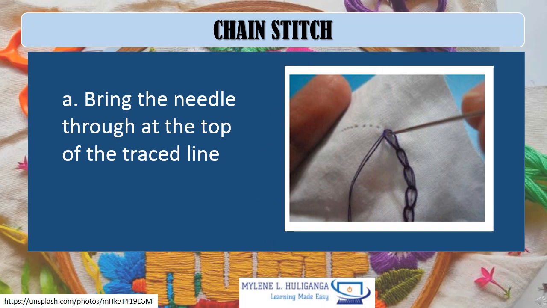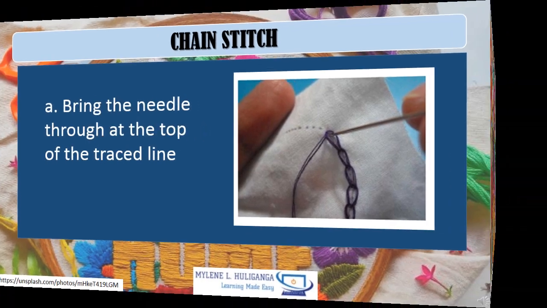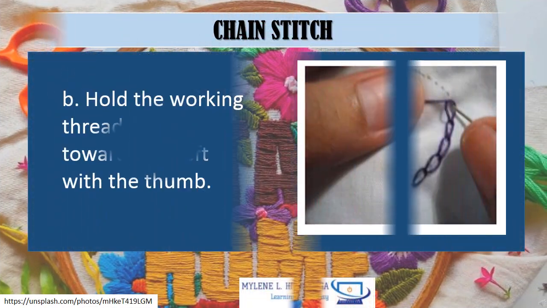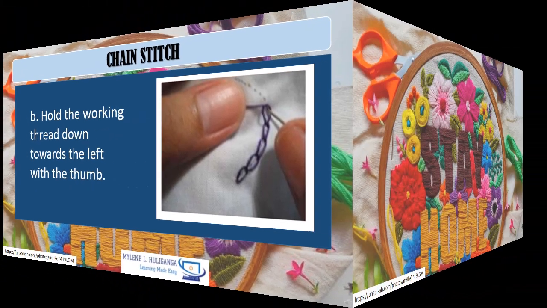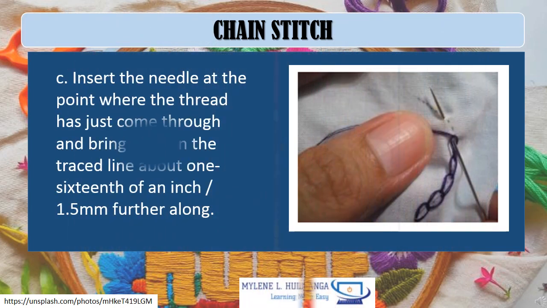Chain stitch. Bring the needle through the top of the trace line. Then hold the working thread down towards the left with the thumb. Then insert the needle at the point where the thread has just come through and bring it up on the trace line about 1/16 of an inch or about 1.5 mm further along.